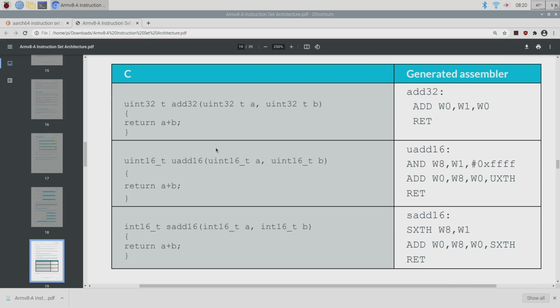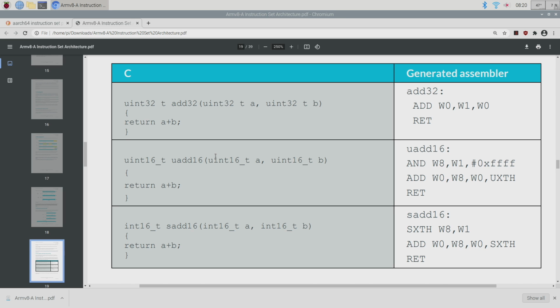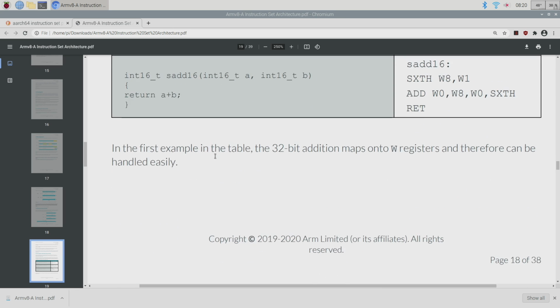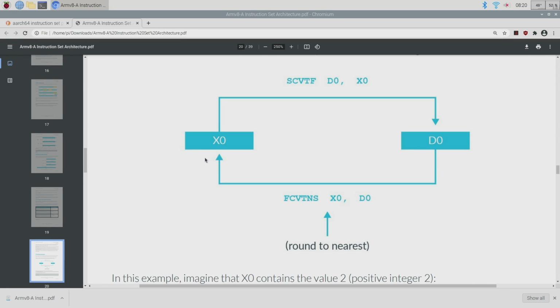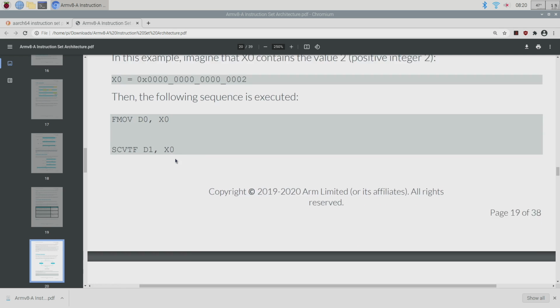We've talked about doing loading immediates. Format conversion, we'll talk about that when we talk about floating point. Basically, you can take integers and round them and so on.